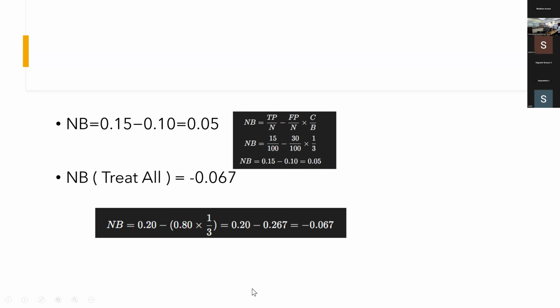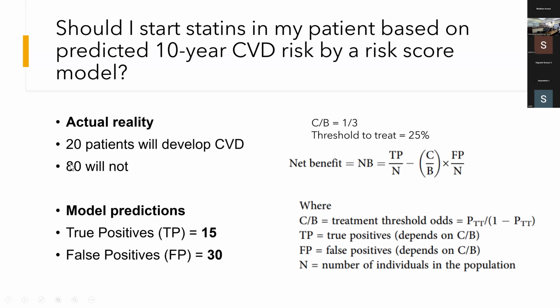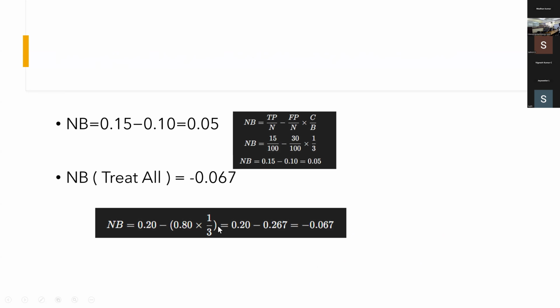And how do we decide whether these test numbers are actually relevant or not? We also calculate the net benefit for a treat-all approach. The treat-all approach is nothing but using these numbers of 20 and 80 instead of 15 and 30. When we use a treat-all approach in this formula, we get a net benefit value of minus 0.067. So the net benefit value of this machine learning algorithm is actually higher than the treat-all approach, which is nothing but the Framingham risk score. So we'll be using this test, and it is actually a clinically useful test.